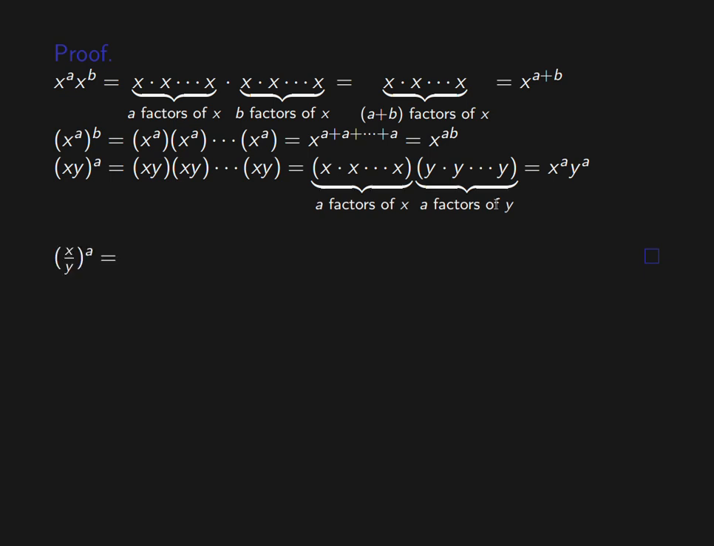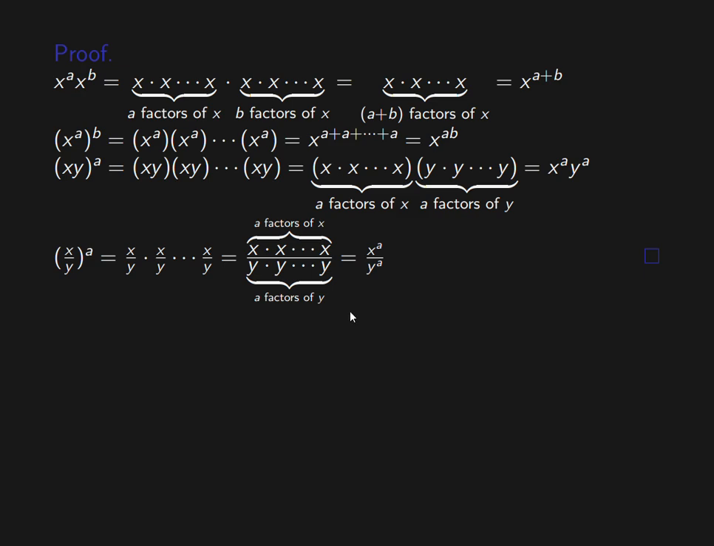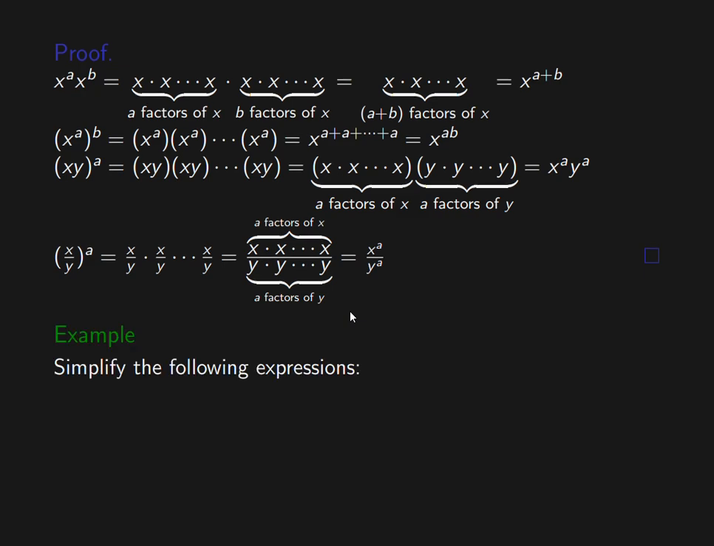And lastly, (x divided by y) to the power of a is multiplying x divided by y, a times. And now let's multiply the x's in the numerator together and the y's in the denominator together. So we have a factors of x and a factors of y. So using the definition, this is equal to x to the power of a divided by y to the power of a. So let's use these results and simplify the following expressions.